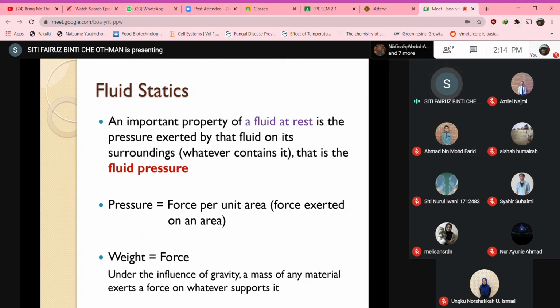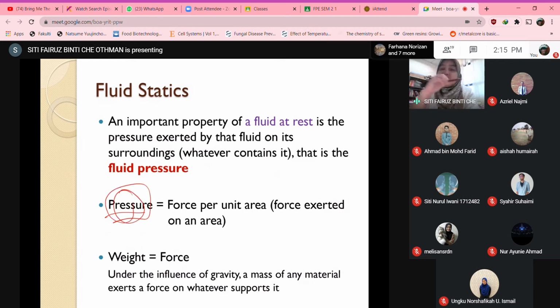An important property of a fluid at rest is the pressure exerted by the fluid on its surroundings, whatever contains it. That is the fluid pressure. Later I will explain to you. So pressure is force per unit area. These are the variables involved in the theory of fluid static. You will calculate pressure for fluid static a lot. Pressure is equal to force over area, F over A.